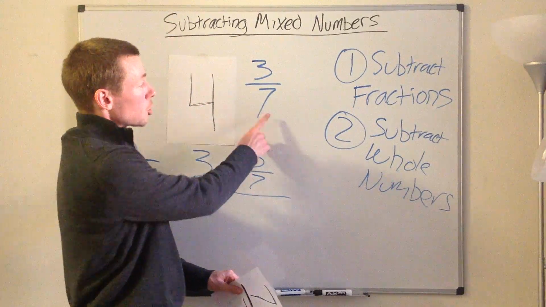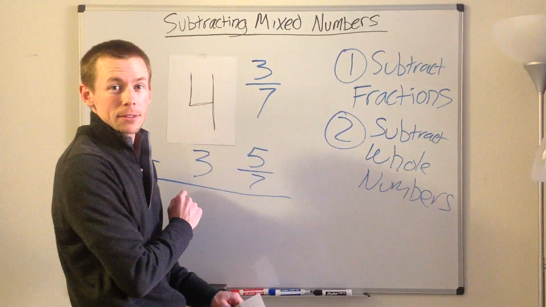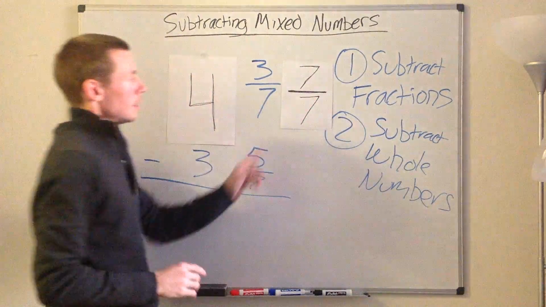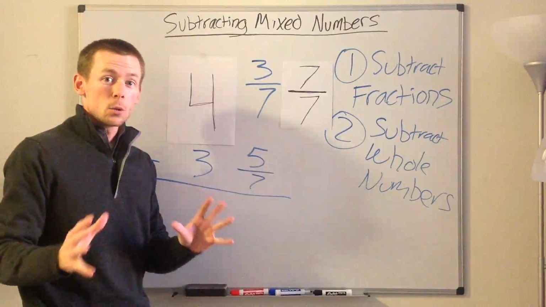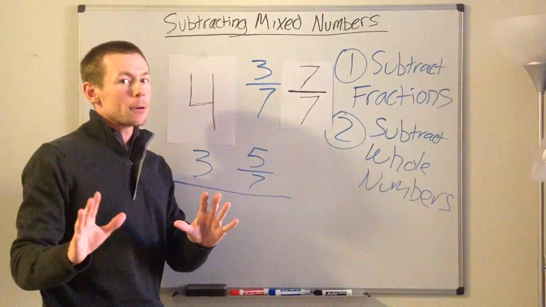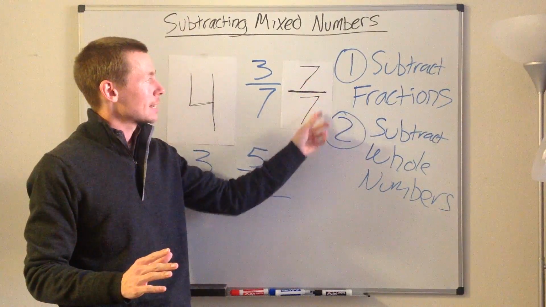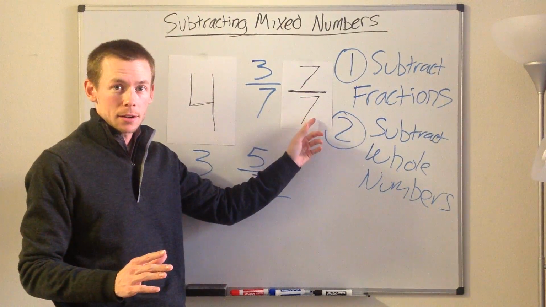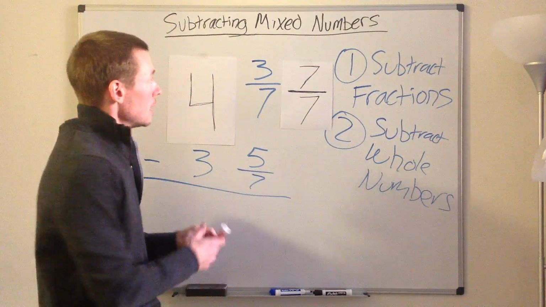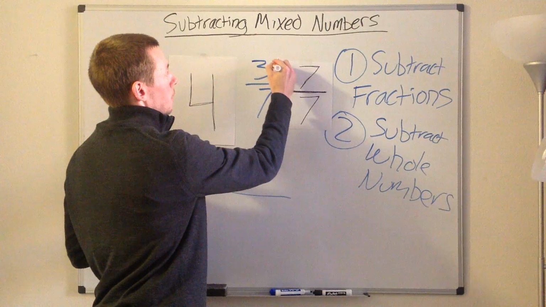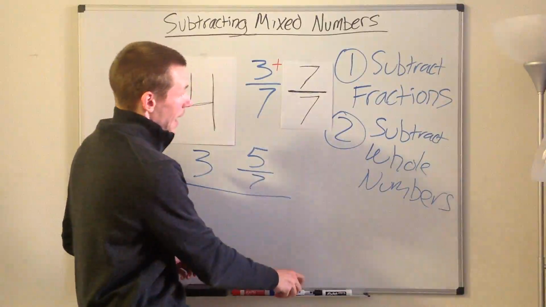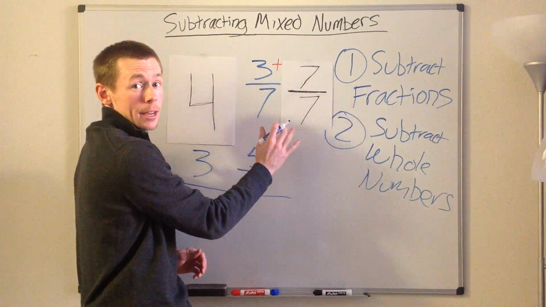So what is equal to 1 when we're working in sevenths? 7 out of 7 is what's equal to 1. So I went from 5 to 4, but I kept the problem the same by putting back 7/7 over here. Okay? So now up top what I have is 3/7 plus 7/7. So now what I have is 10/7 right here.